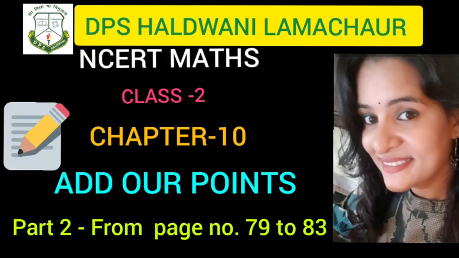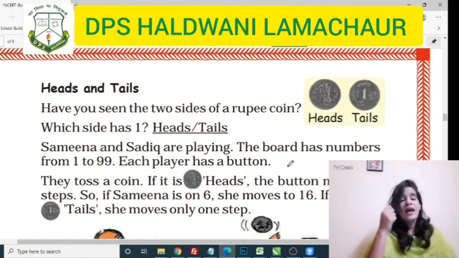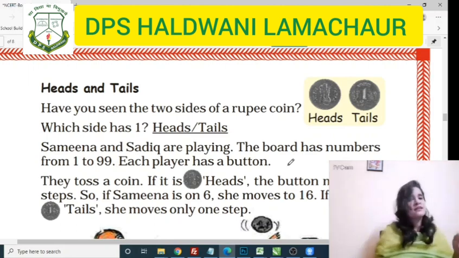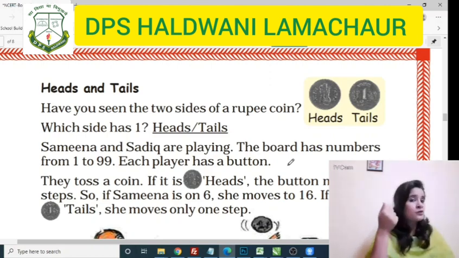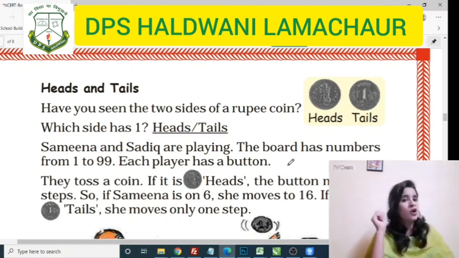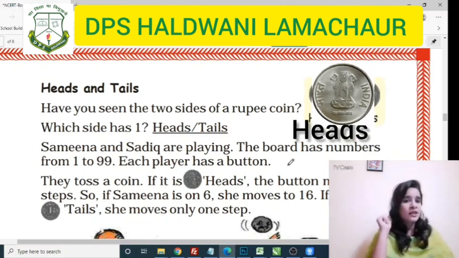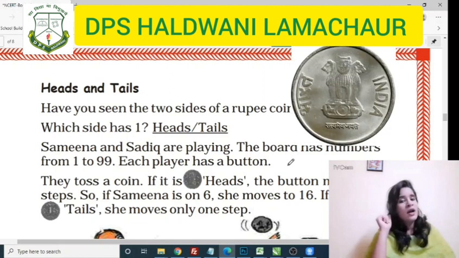Study from NCERT Maths, Class 2, Chapter number 10, Adds Up Point, Part 2. Head and tail. So here we are not talking about this head and that animal's tail. So here we are talking about the toss, which you must have seen in cricket or the other games also. When you toss the coin, जब आप coin उछालते हैं, so that is your head and tail.